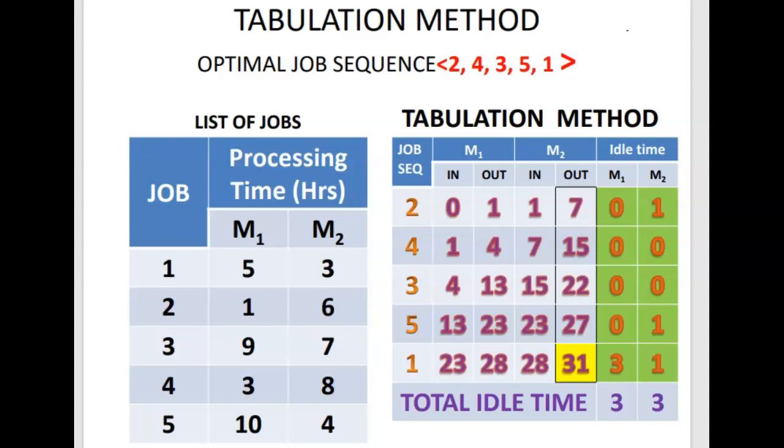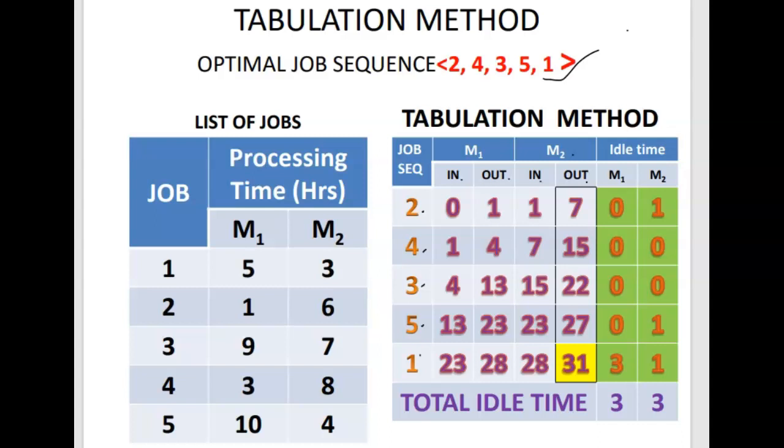Now look at the job sequence: Job 2, 4, 3, 5, 1, as we have it here. Machine 1 will have an in and an out. Machine 2 will also have an in and an out. Now we need to also look at the idle time for each of the 2 machines. Remember, you don't want to have any idle time. At no point should any machine be idle.